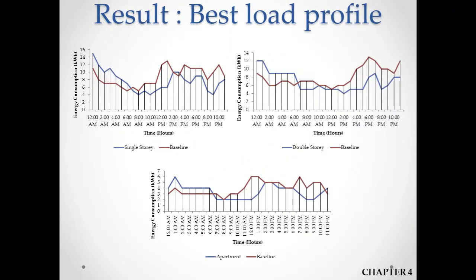After all 180 simulations, this is the best load profile that has been proposed by the ACO in terms of cost and load energy reduction. Usually, the load is shifted to 12 am until 6 am. The profile is usually reduced at on-peak zone. This is the result for single-story, double-story, and apartment houses.